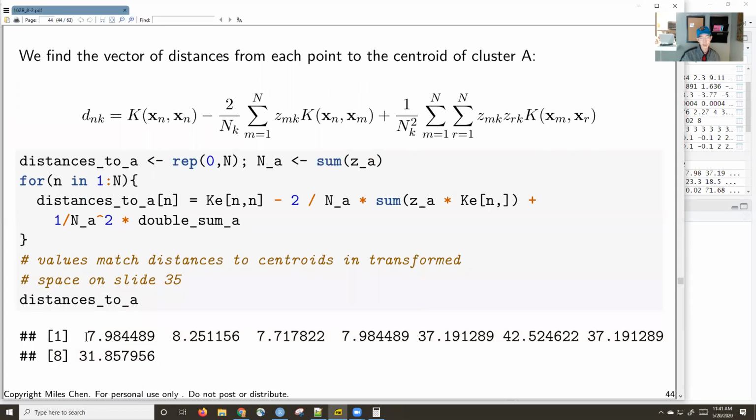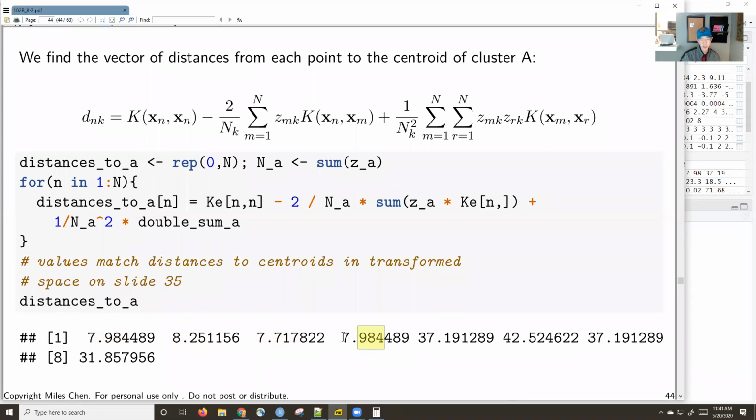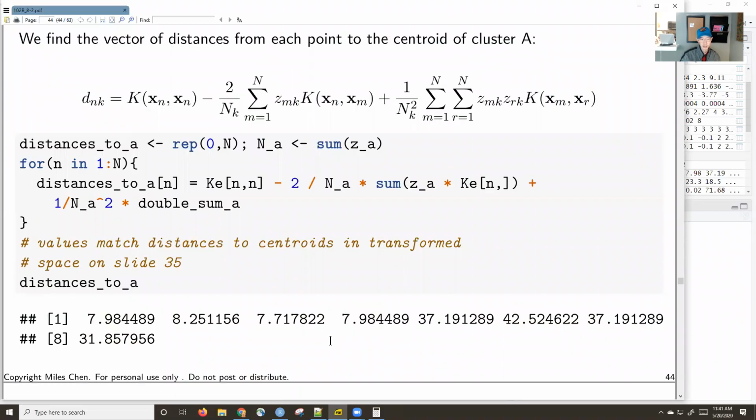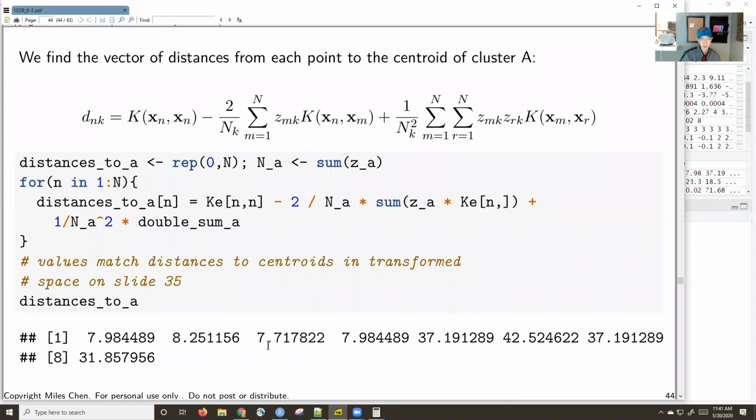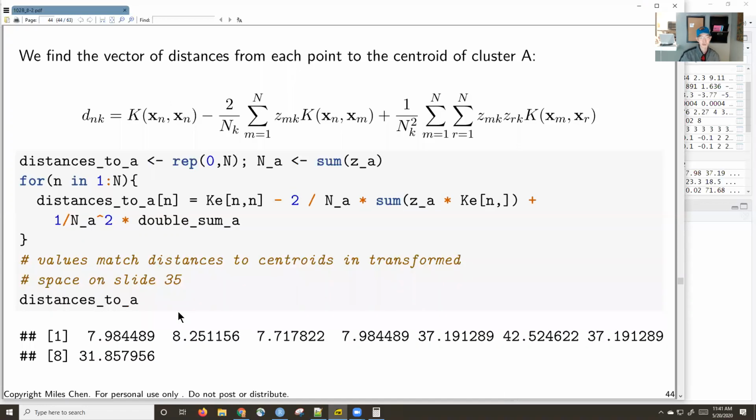So note these distances, okay? I've got 7.984, 8.251, 7.717, 7.984, okay? These are the distances from each value, x sub n, to the centroid after we've transformed it in 3D space.